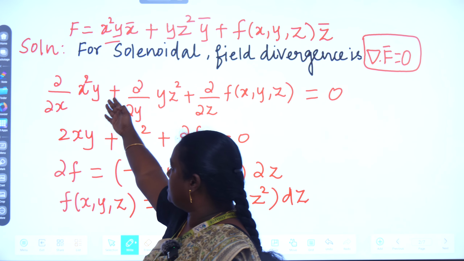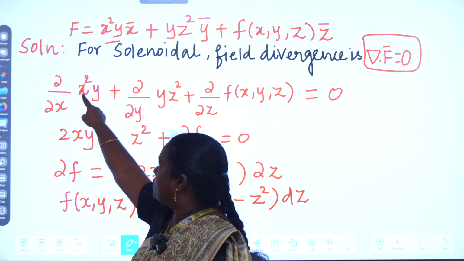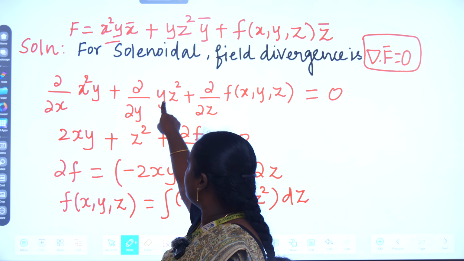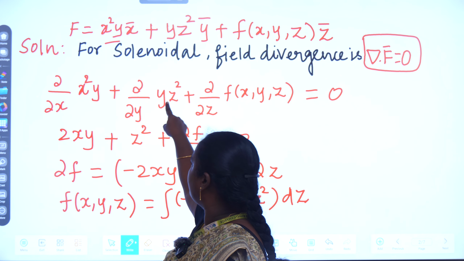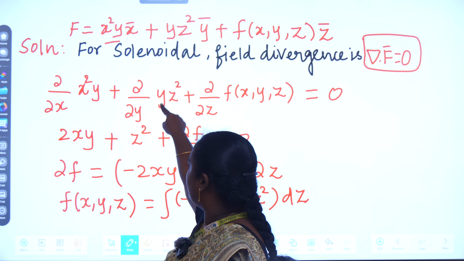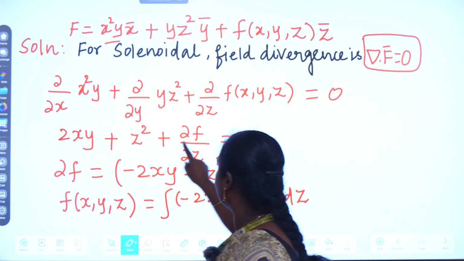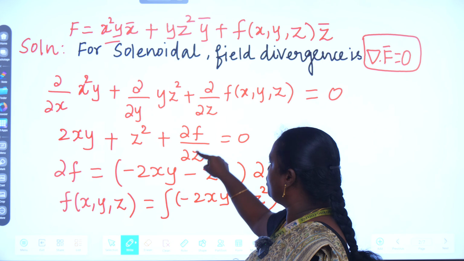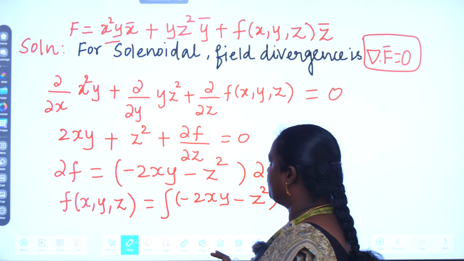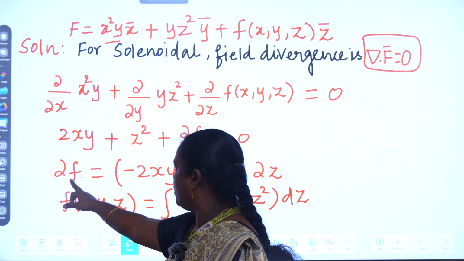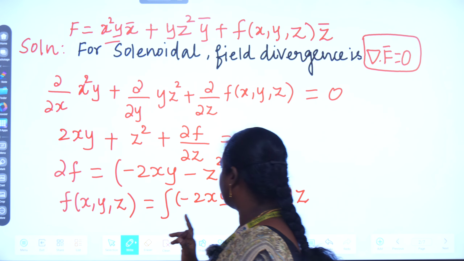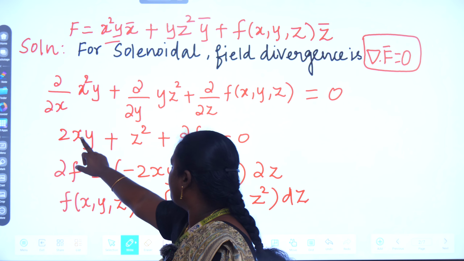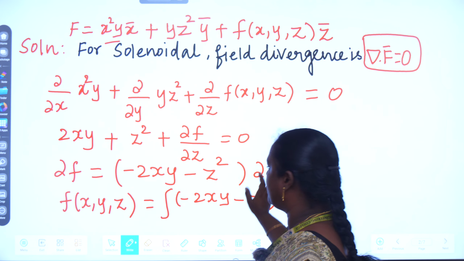So differentiating this particular term, ∂/∂x of x² becomes 2xy, plus differentiating the y term alone, ∂/∂y of yz², so y becomes 1, so z². This particular term we don't know, so the entire term I am taking as f, so ∂/∂z of f equal to 0. So from this I am considering only ∂f, so all these ∂x terms will come this side, so ∂f is equal to minus 2xy minus z² into ∂z.